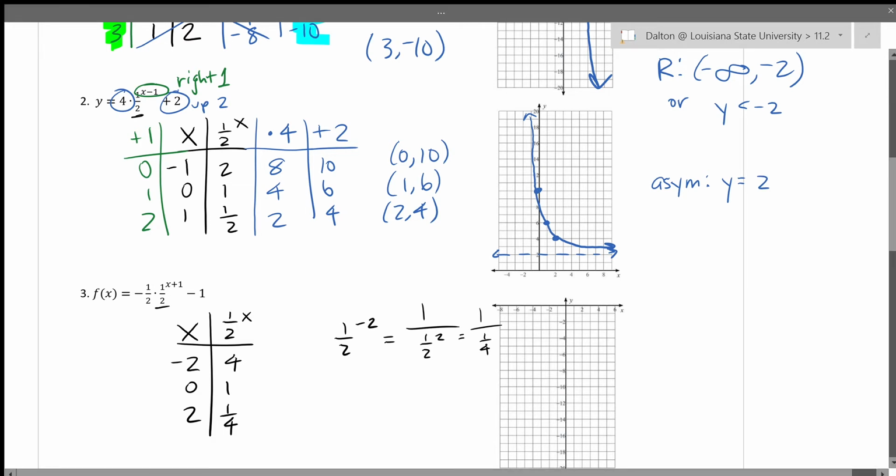Okay, b is to the x plus 1 power. In words, how is that shifting your graph? Left 1, which means to all of your x coordinates, you are subtracting 1. So -2 minus 1 is -3, 0 minus 1 is -1, and 2 minus 1 is 1.